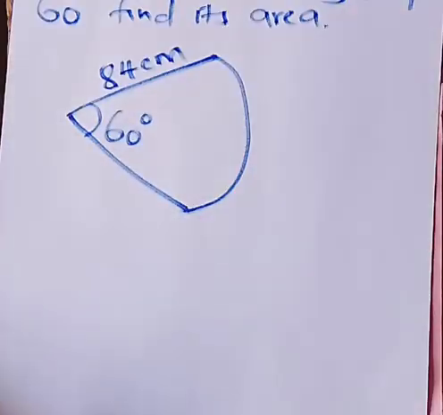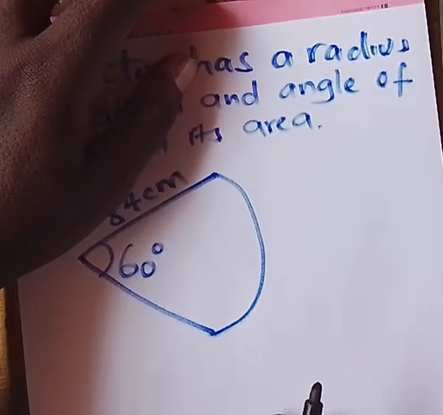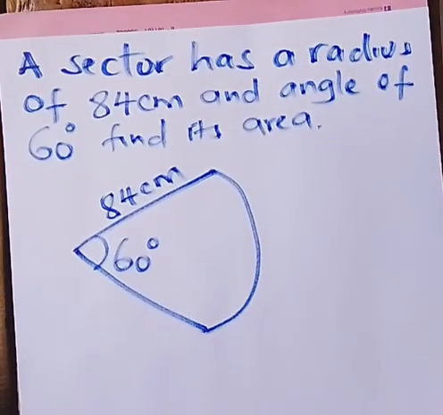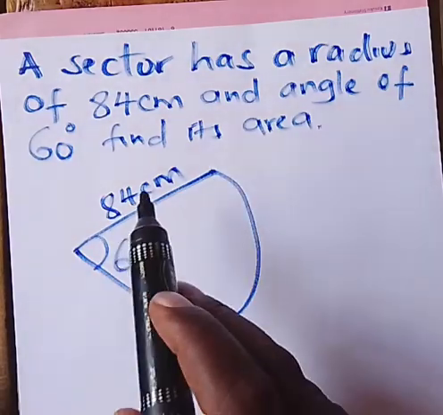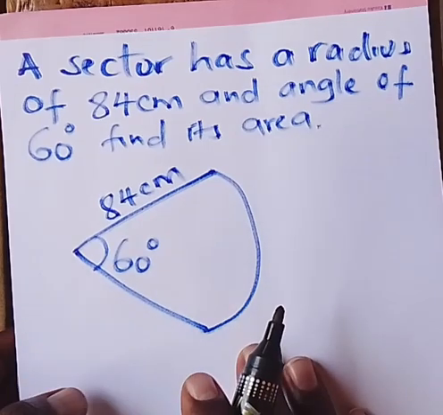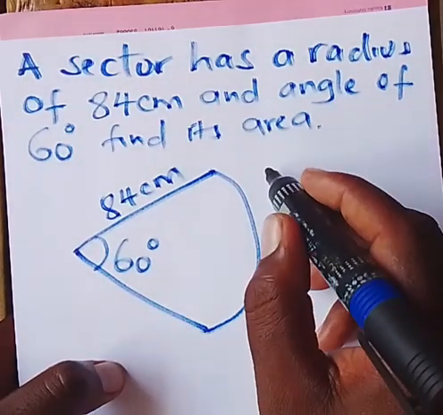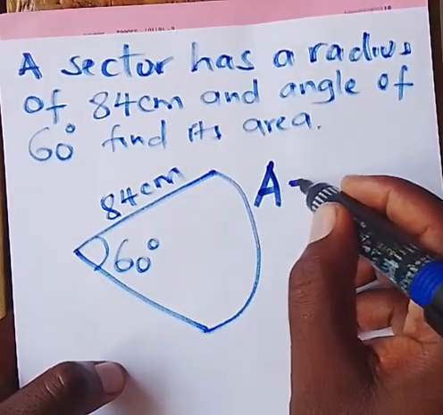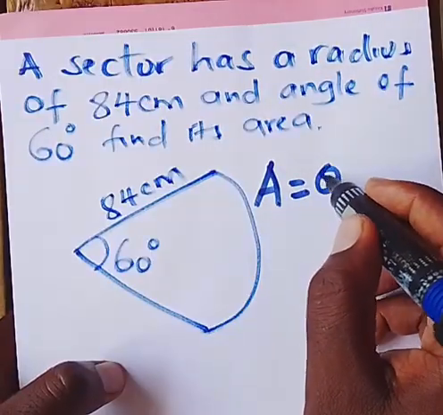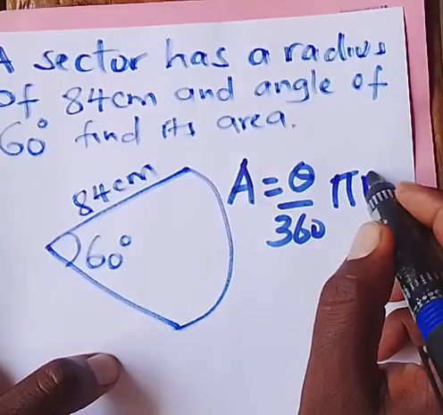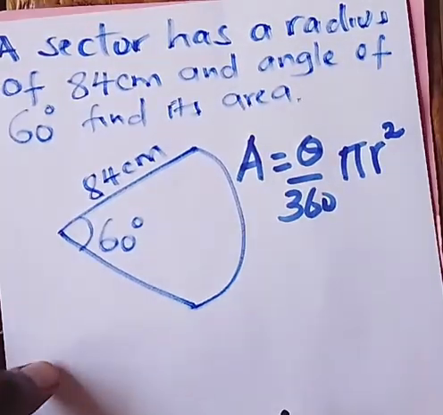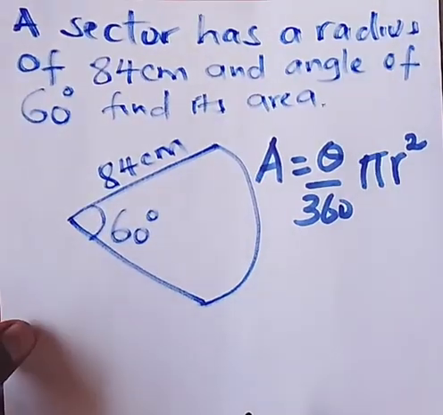Let's look at the second example. In the second example, we have a sector with a radius of 84 centimeters, and the angle subtended at the center is 60. Now we are supposed to find the area. Remember, we said the area of our sector is given by theta over 360 times pi r squared.